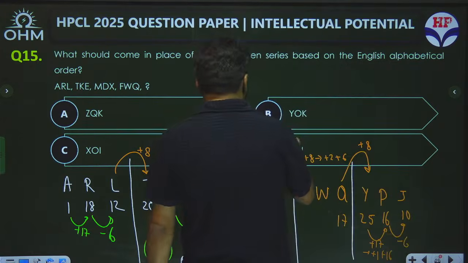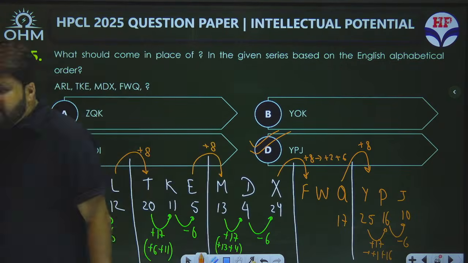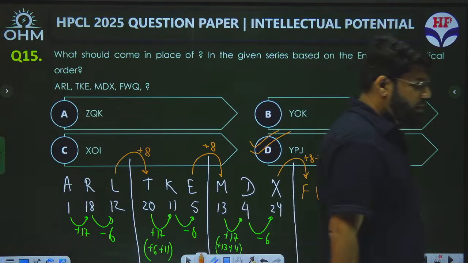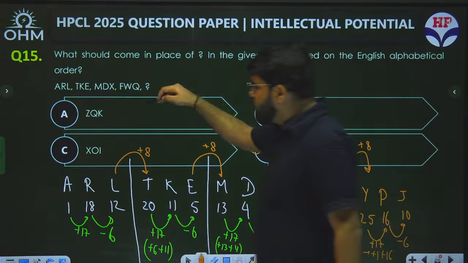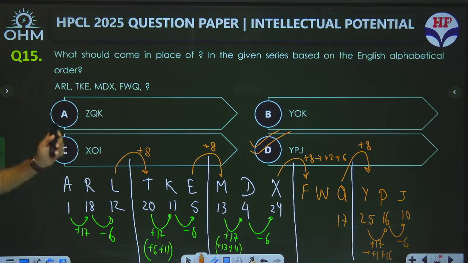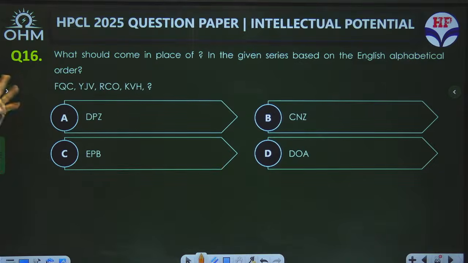So YPJ, option D. So these letter series questions you have to solve very carefully, and I think maybe some 3-4 questions only were on the letter series. If this is clear, let's practice another. What should come in place of the question mark? FQC, YJV, RCO, KVH, and question mark.